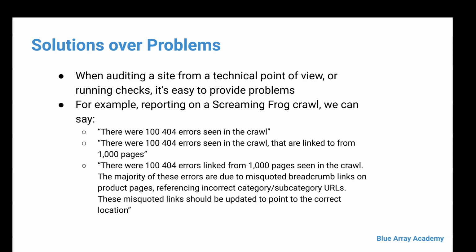This third example: there were 100 404 errors linked from 1,000 pages seen in the crawl. The majority of these errors are due to misquoted breadcrumb links on product pages referencing incorrect category or subcategory URLs. These misquoted links should be updated to point to the correct location. And in this example, we're providing the problem, the scale of that problem, why that problem's being caused, so due to the misquoted breadcrumb links, and then we're providing a solution to that problem as well.